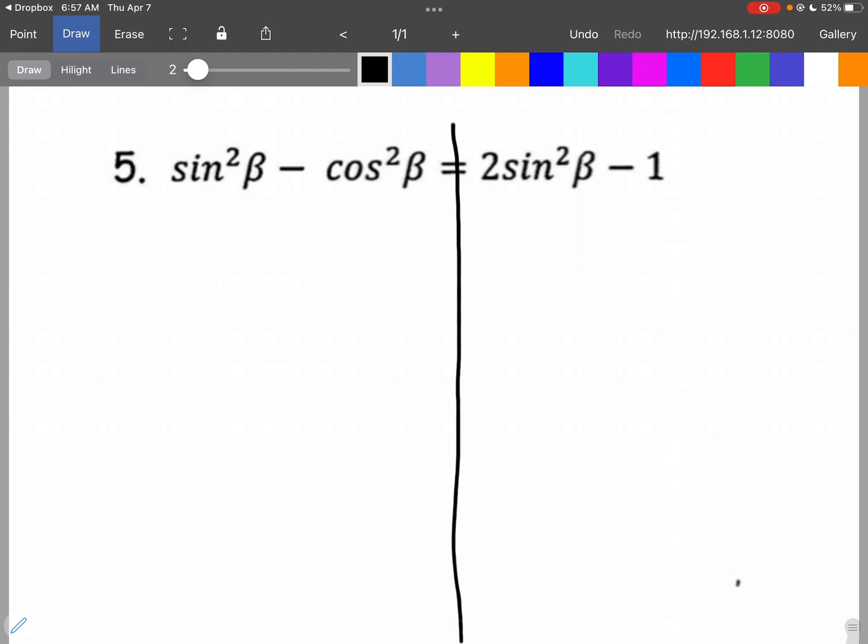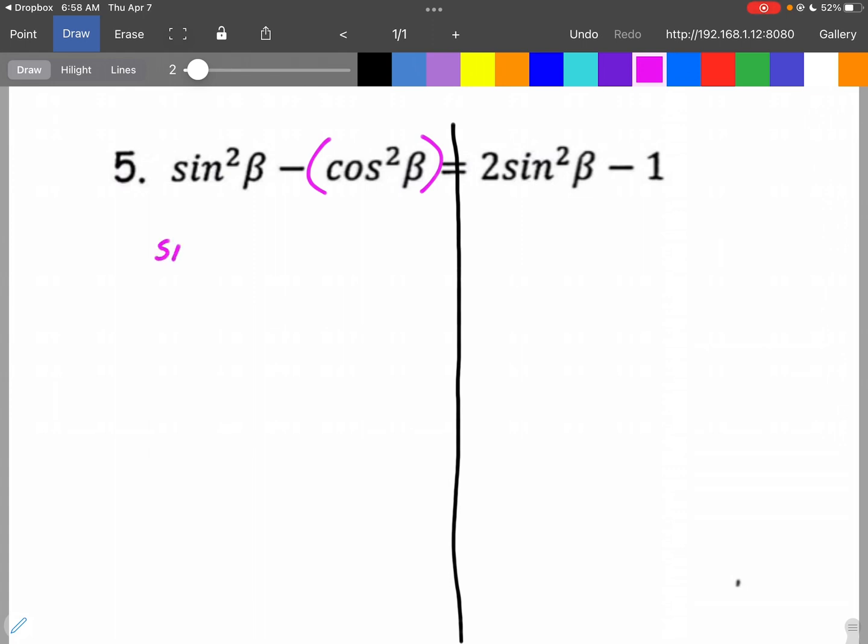Now, when I look at this, I see that I have two squared terms. I have sine squared and I have cosine squared. So I want to say that that's a Pythagorean identity. But if you look at your sheet, your Pythagorean identity is sine squared plus cosine squared. We have minus. So that actually is not a Pythagorean identity as much as it is tempting to make it one. But I can, however, take either one of these and replace them with something from my Pythagorean identity list. So then I am going to take the cosine squared and change it.